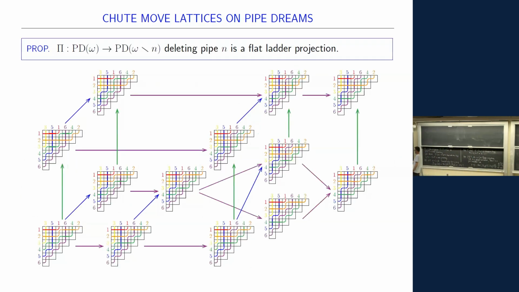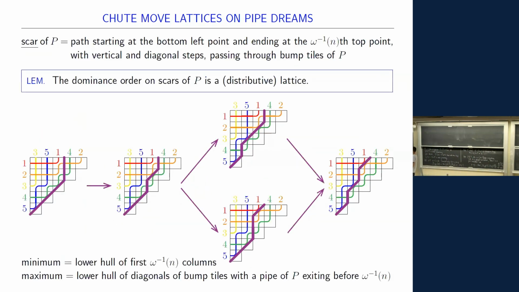The reason is, if you take two scars, you take the upper hull of these two scars as the join. The bottommost scar is the lower hull of the first w minus 1 of n columns, and the topmost scar is the lower hull of the diagonals of the bump tiles of the pipes which finish to the left of it. Okay, so you can describe it. I mean, it's really explicit.